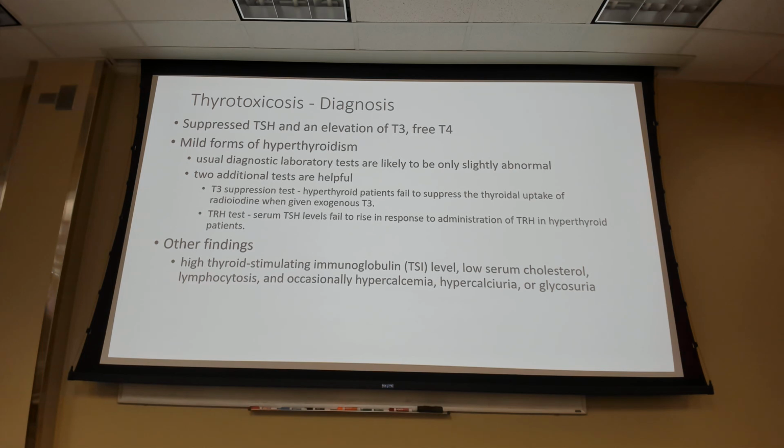So we might have to do a T3 suppression test, which basically suppresses the thyroidal uptake of the radioiodine when we give them exogenous T3. And then we can do a thyrotropin releasing hormone test where serum TSH levels fail to rise in response to the thyrotropin releasing hormone in hyperthyroid patients. So these are other tests if our initial TSH and free T4 are equivocal. We can do this further testing to try to differentiate whether it's thyrotoxicosis or not.